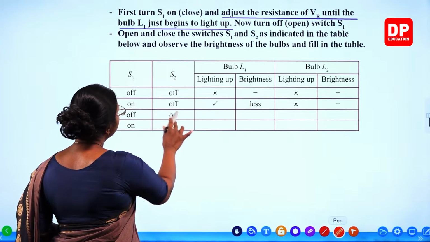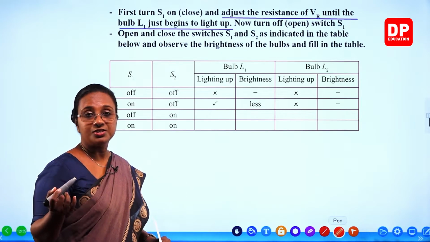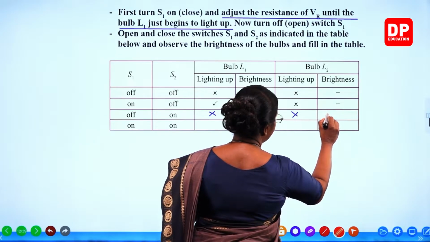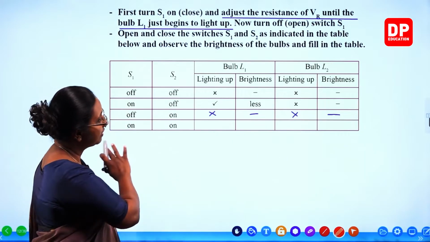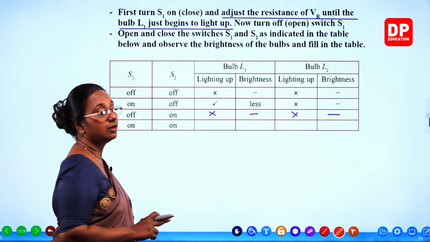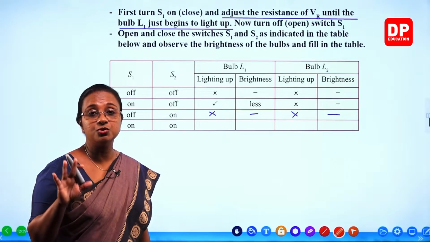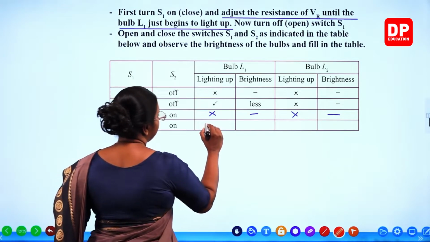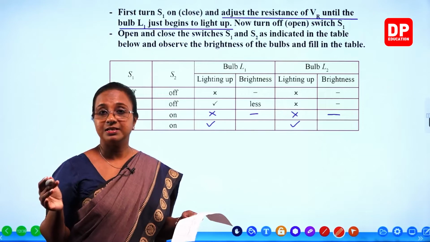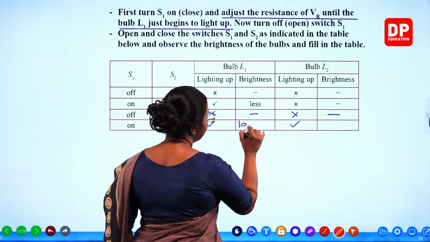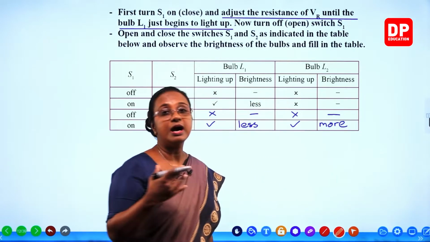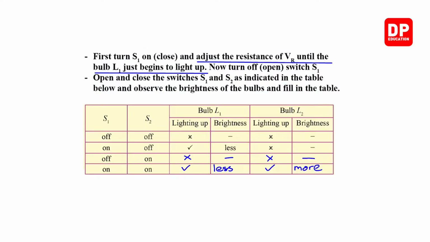Then when we had S1 and S2 off, what did you all see? You can remember both the bulbs did not light up. So because of that, there was no brightness. Then when we had both the switches closed, that is both S1 and S2 on, what happened? L1 lights up, L2 lights up, and how was the brightness? You can remember this was less and this was more. More or higher, we can say. So that is what we observe.